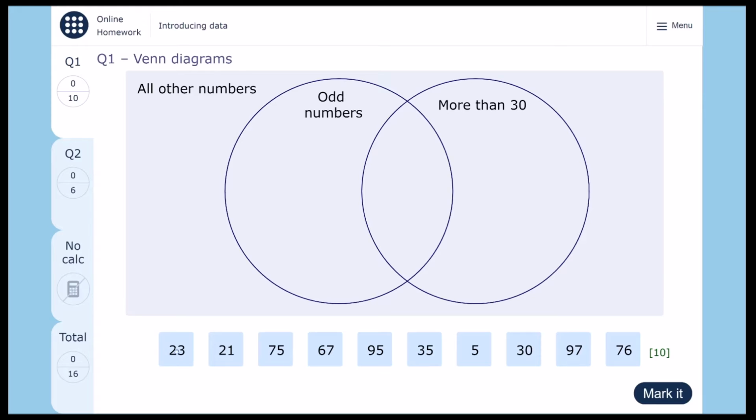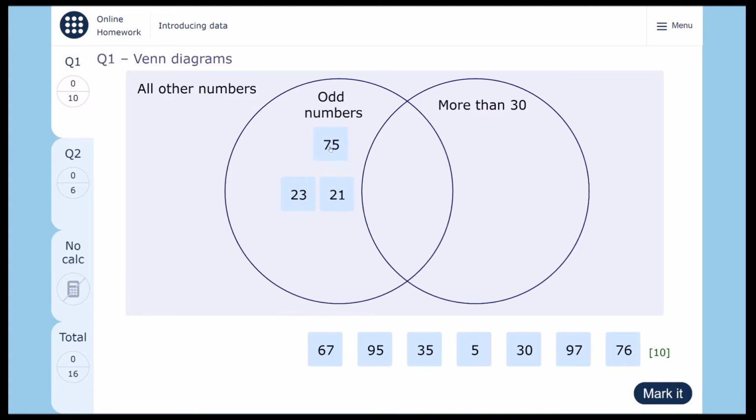So let's have a go at sorting the numbers that are down the bottom. Firstly, 23. 23 is an odd number, but it's not more than 30, so I'll put it in the left hand side. 21 again is odd but not more than 30, so it needs to go on the left hand side.